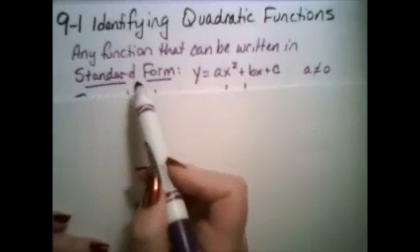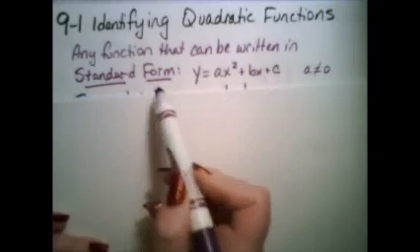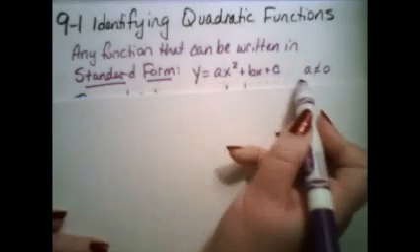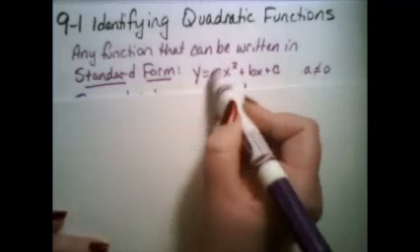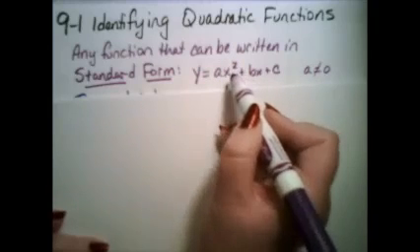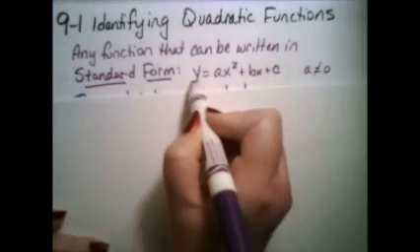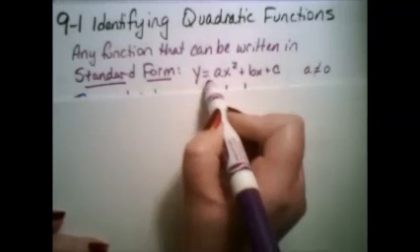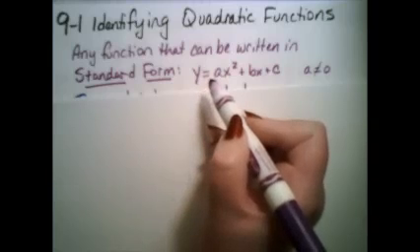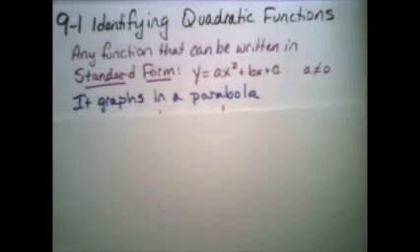Any function that can be written in standard form, which is y equals ax squared plus bx plus c, where a does not equal 0. So there is an x squared in there somewhere. That's a quadratic function. And you need the y equals part to make it different than all of the work we've been doing in chapters 7 and 8.